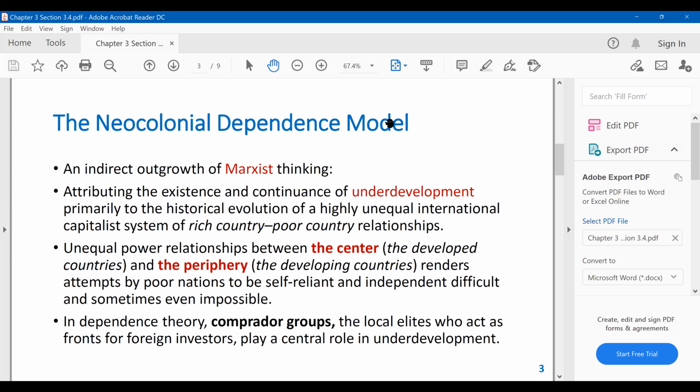Okay, so this is the idea. Basically, capitalism is a global thing, and powerful groups in the powerful countries still exploit for their own benefit the powerless people in powerless countries. Okay, so that's the notion.